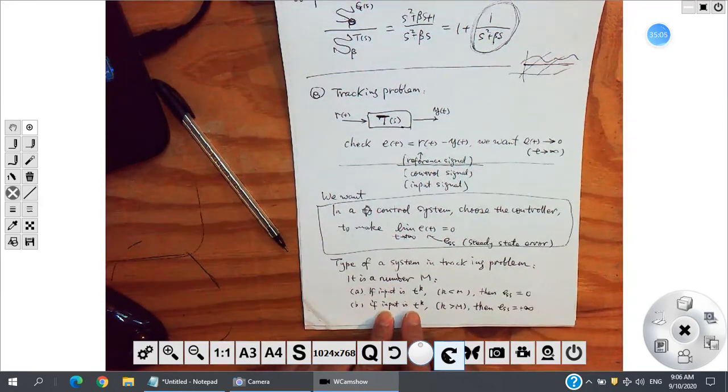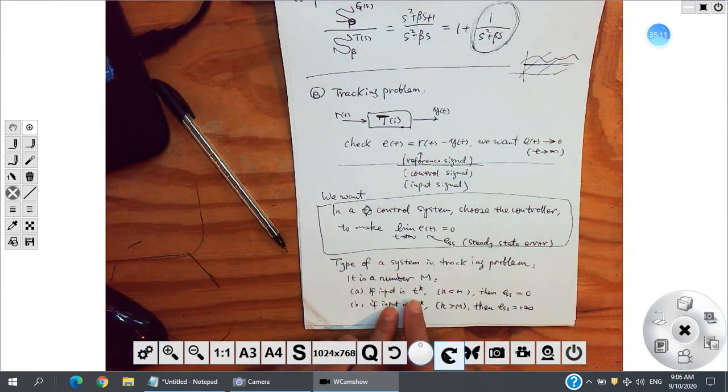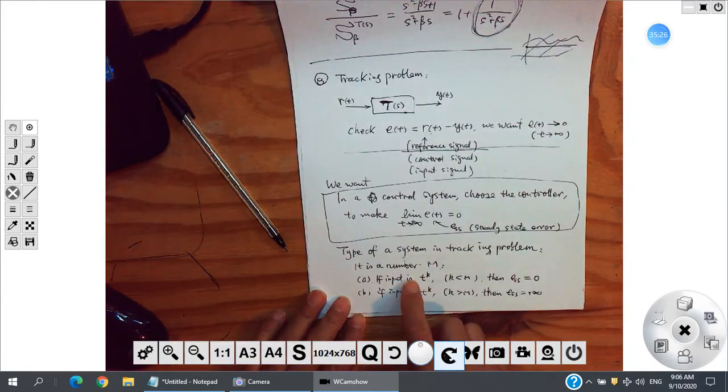The input increases too fast. The system cannot follow it. Right? For large k, it cannot, and for small k, it's fine. The system can follow it. The input keeps increasing, but the speed of increase is not so fast, so the system can follow it. And we have the bound between these two, that is m. We call this m the type, the tracking type of the system.